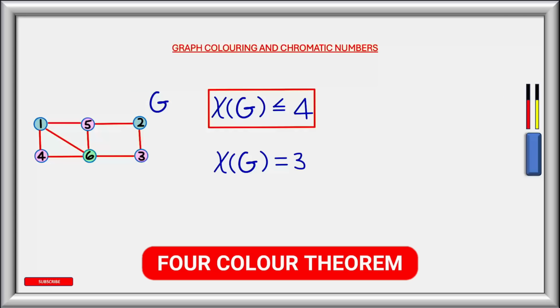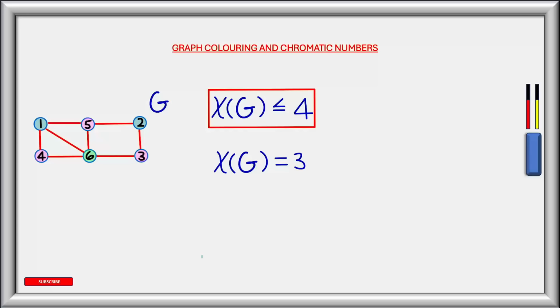Now let's look at the 4-color theorem. This only applies to planar graphs, so graphs drawn without edges crossing. It states that for any planar graph, chi of G is less than or equal to 4. So no matter how complex the network, if it's a planar graph, 4 colors is the absolute ceiling for keeping adjacent vertices distinct. So I've drawn a planar graph on the left of the board. Let's see the limit in action.